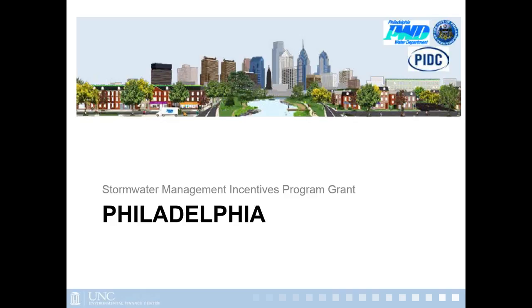Jumping into the case studies, we'll start with Philadelphia. They launched in January of 2012 a program called the Stormwater Management Incentives Program. There's a grant component to it and a loan component, as you'll see as we move through. The idea here was to be a catalyst for transforming large commercial impervious properties that generate high volumes of stormwater runoff and put burden on the city's sewer systems and waterways. They're trying to incentivize those folks to build and maintain green stormwater management practices on their own property.